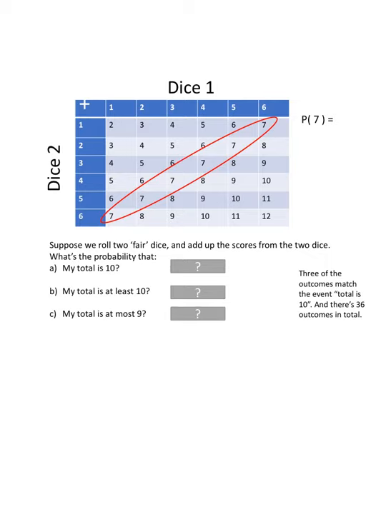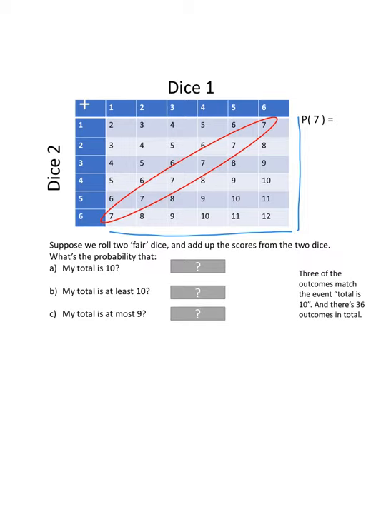So what you should have ended up with is this sample space diagram here with all the possible outcomes in the body of the table. And there should be 36 different possible outcomes. So the question here is, suppose we roll 2 fair dice, so they're not biased, they're fair. Each of the numbers has an equal chance of landing, a 1 as much as a 2. And then we're adding up the scores from the 2 dice.